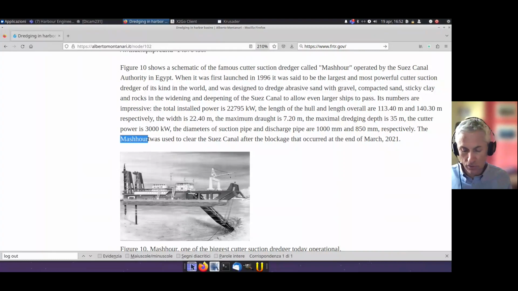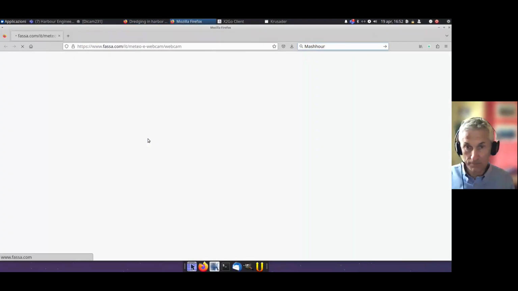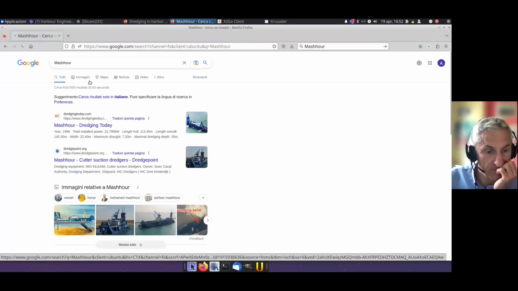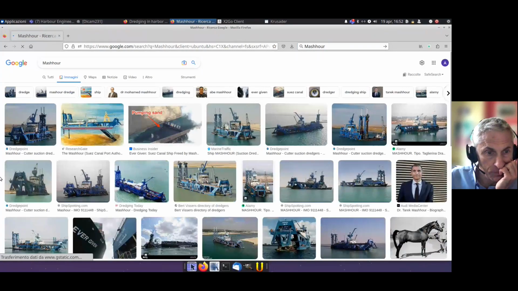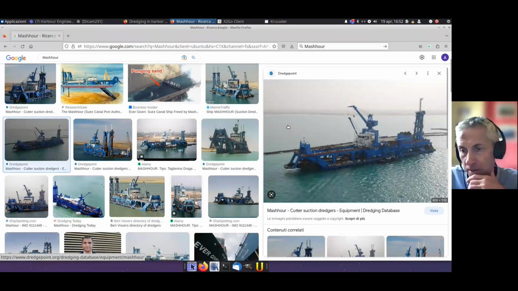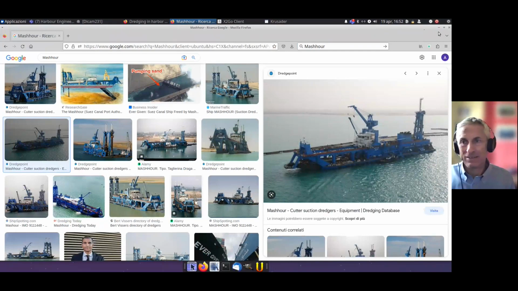If you search in Google for Mayur and images, you see here, this is the boat. You see, it's a big thing. Good.